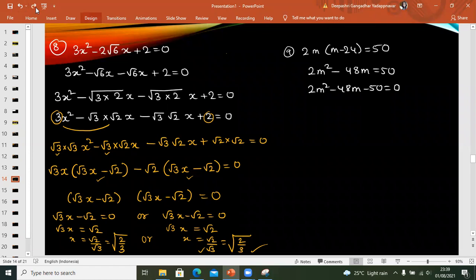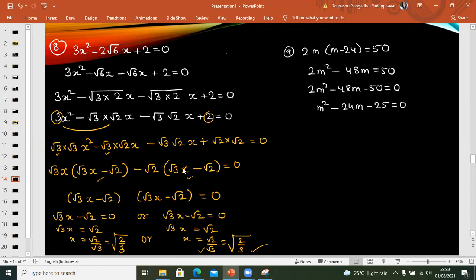All the three numbers can be divided by 2. So that's why I'm reducing this by dividing the whole equation by 2. 2 divided by 2 will give you m square. 48 divided by 2 will give you 24m, minus 50 divided by 2 gives you 25, equals 0. We can reduce the equation because it makes it easier to solve the question.